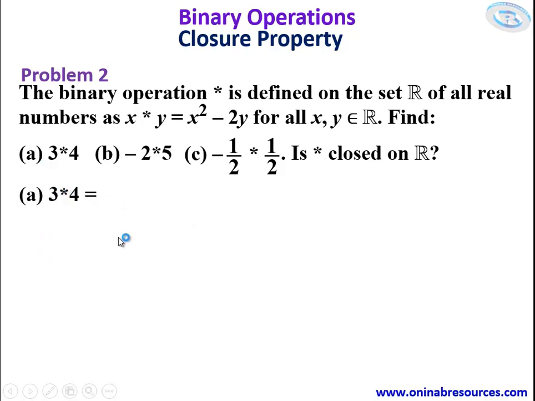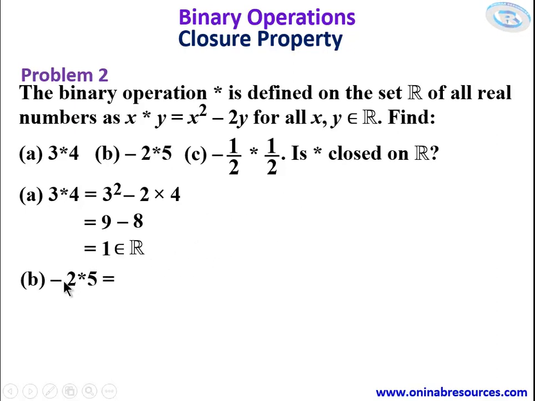3 operation 4 means x is equal to 3 and y is equal to 4. So we are going to have it as 3 squared minus 2 times 4, and that will give us 9 minus 8, which is equal to 1. And 1 is an element in R, since 1 is a real number.